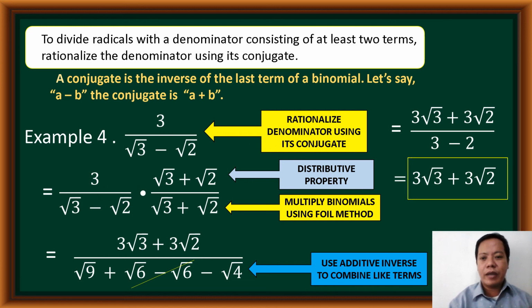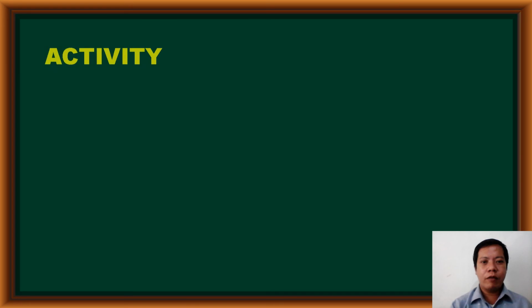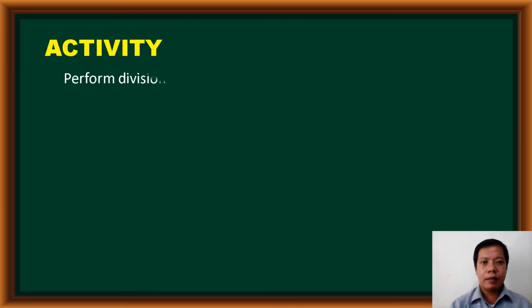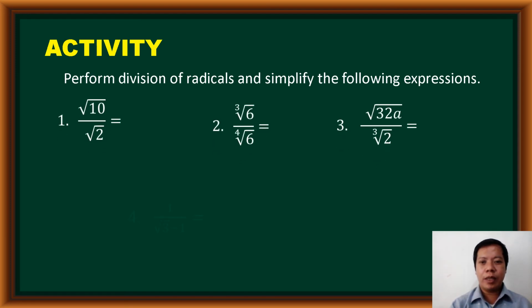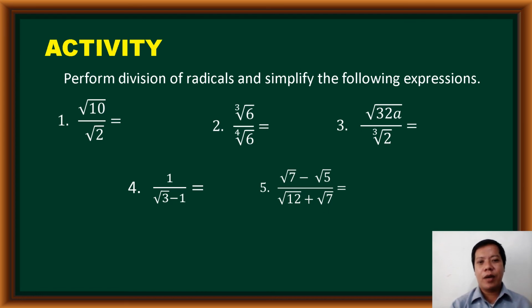That is our final. Okay, we have the activity. Let's perform division of radicals and simplify the following expressions. Okay, number 1, 2, 3, 4, and 5. So I hope that you can find the correct answer for this activity.